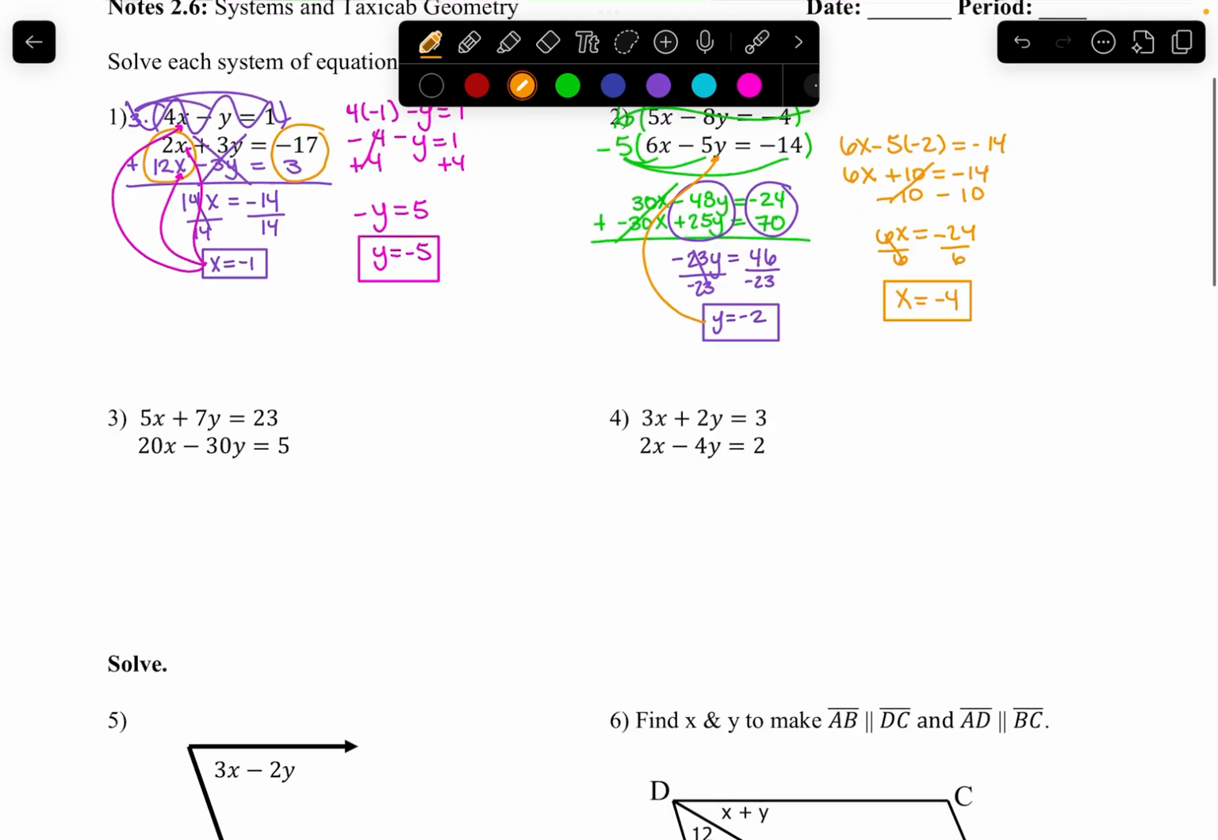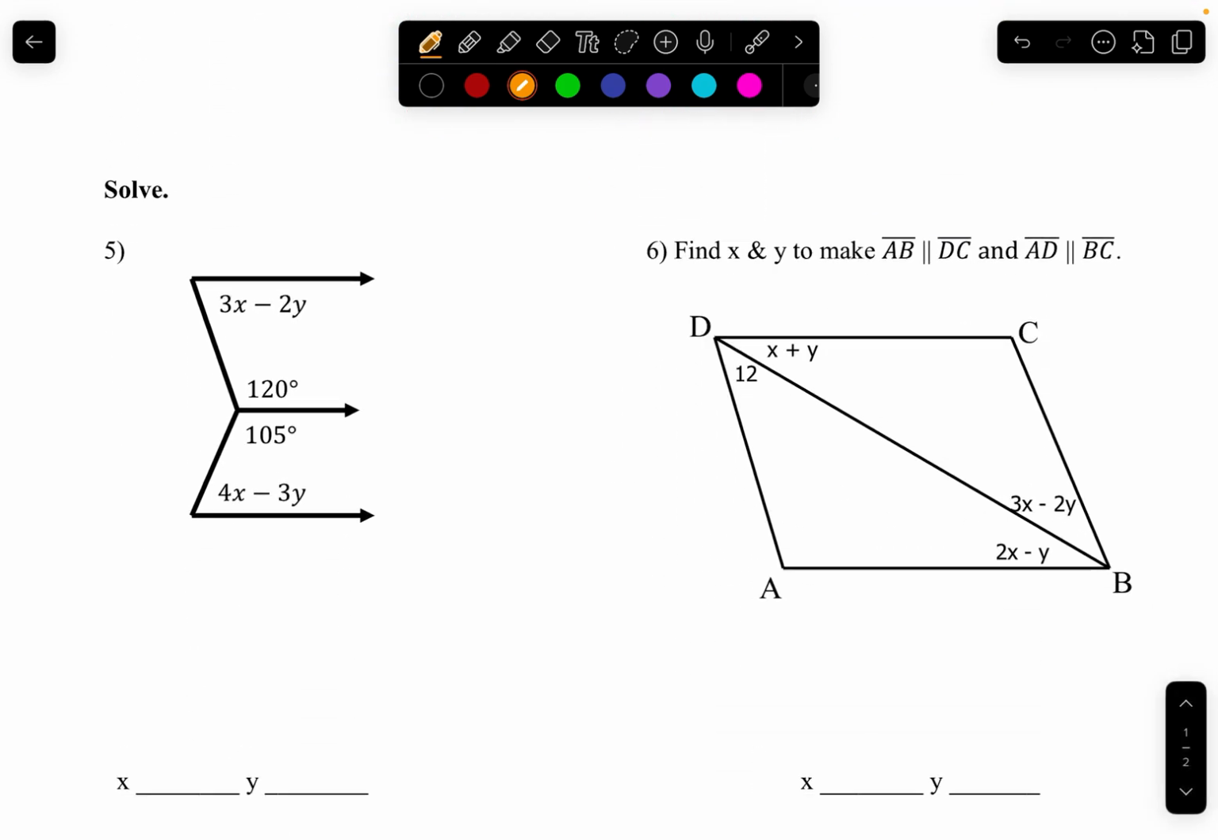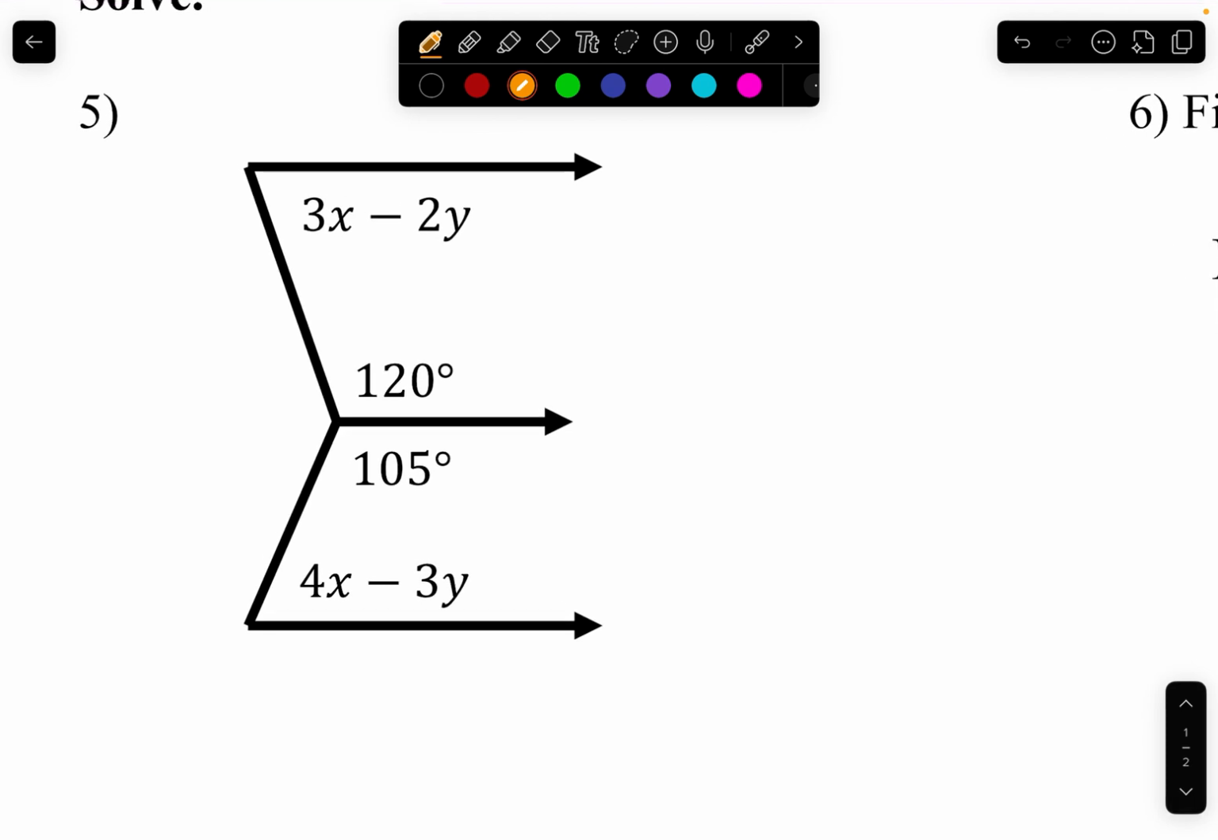I'm going to go ahead and skip numbers 3 and 4. I'll have those done for the completed notes, but for the sake of this video, I'm just going to go past it. You are going to see a question like number 5 on your test. So you're going to want to make sure that you really pay attention to what's going on here.